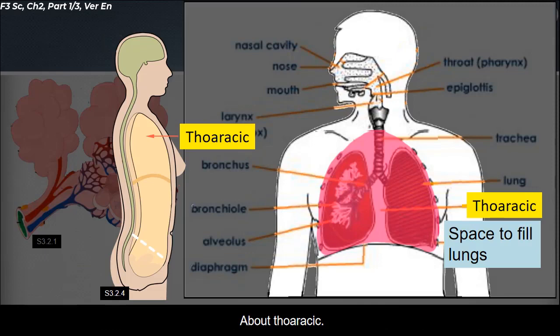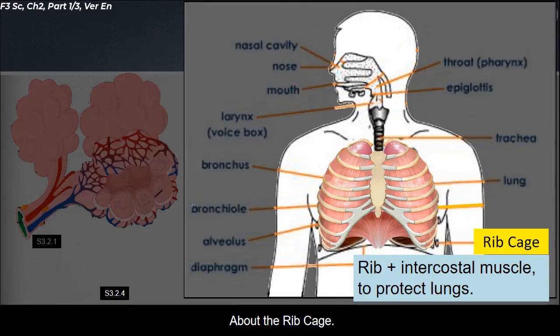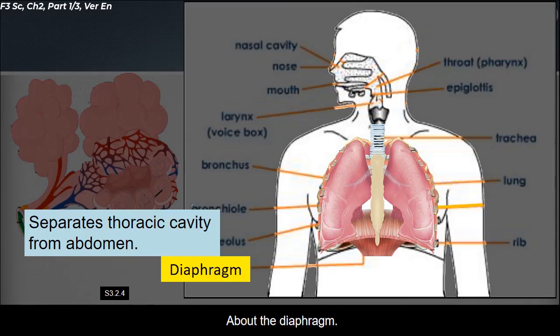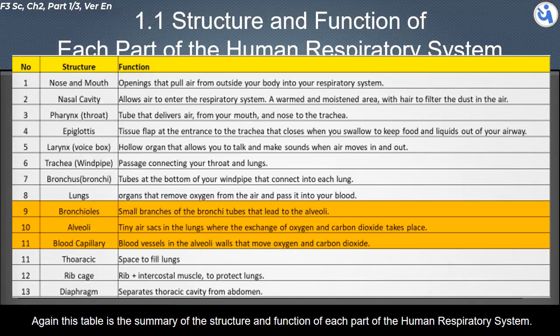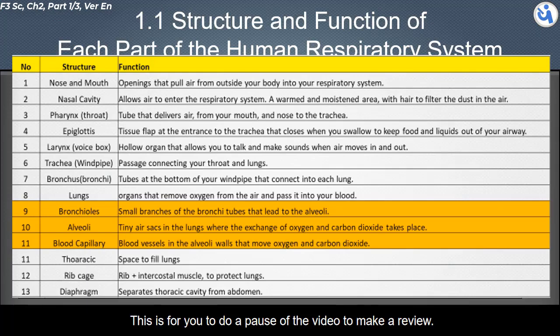About thoracic. Thoracic is the space to fill lungs. About the rib cage. Rib cage is made up of rib and intercostal muscle. It functions to protect lungs. About the diaphragm. Diaphragm functions to separate thoracic cavity from abdomen. Again, this table is the summary of the structure and function of each part of the human respiratory system. This is for you to pause the video to make a review.